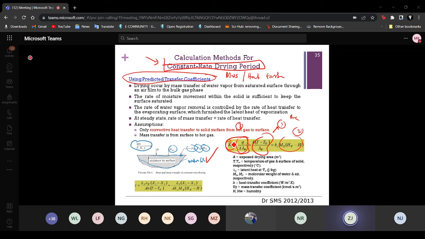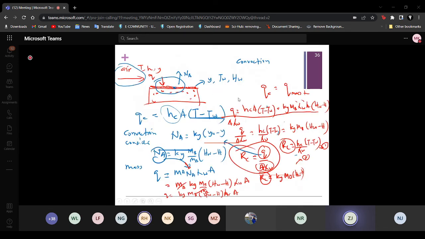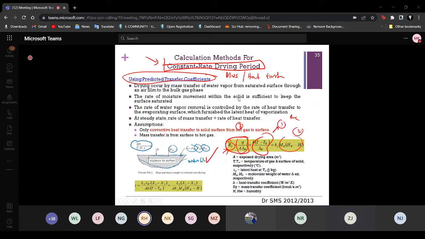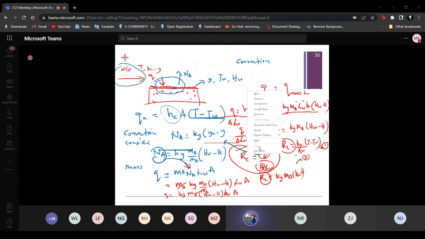Why is it important to get RC? Okay, remember that. Padam dulu sikit.